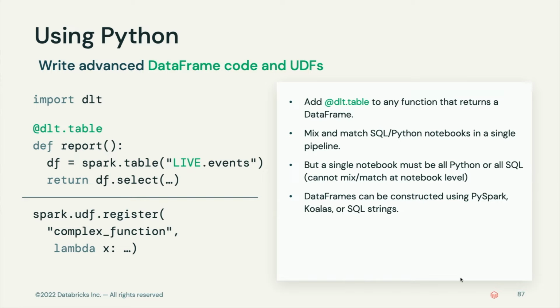You can control all of the options by passing different arguments to that decorator. You can use UDFs and pandas UDFs and all the different things. You can use PySpark. You can use koalas. You can even use strings of SQL that you interpolate in Python, whatever works best for you. And like I said before, you can mix and match SQL and Python all in the same pipeline, so you can use the best tool. So I often use SQL for all of my reports, but I use Python for my data engineering, but whatever you're most comfortable with.